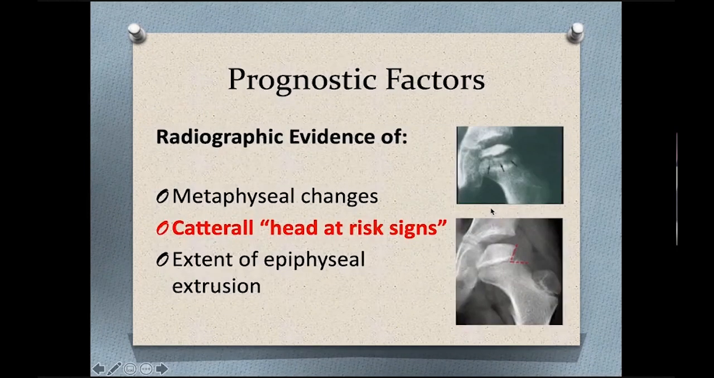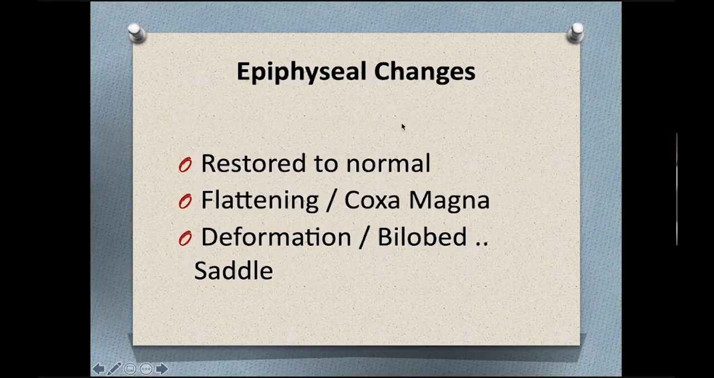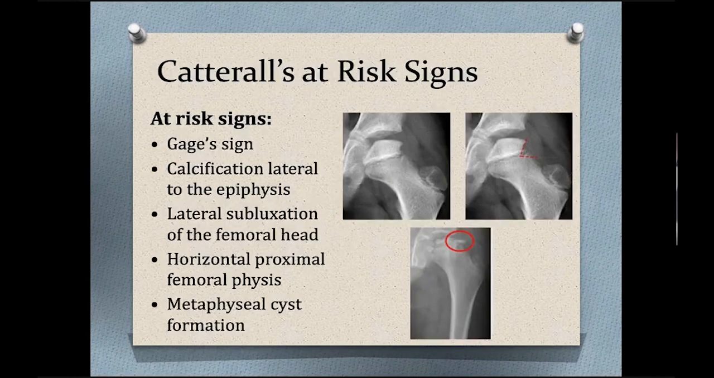Coxa magna will be another change because of the epiphyseal changes, above the physis. It may produce a deformation. As already discussed, it may produce a bilobed saddle type of femoral head. So it all depends on the pressure areas and the extrusion, how much percentage of the head is extruded from the acetabulum. So now, a little bit about the Catterall signs.